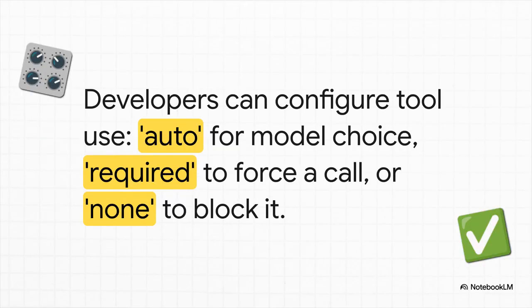And on top of all that, developers get another crucial layer of control. They get to decide the AI's relationship with every single tool. They can force the AI to use a specific tool, which is great for workflows that need to be predictable. They can completely forbid it from using a tool, or they can set it to auto and just let the model figure out for itself when a tool is necessary. This kind of flexibility is absolutely key.